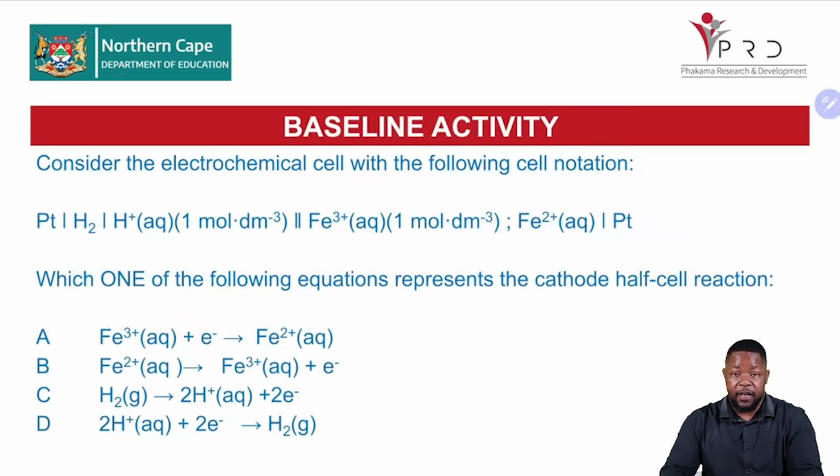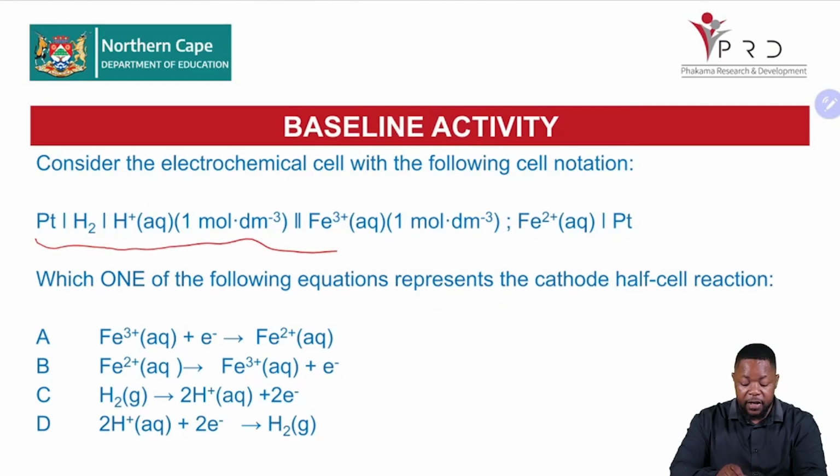Baseline activity. At the end of this lesson, you need to be able to answer these questions. Let's look at the first question. Consider the electrochemical cell with the following cell notation. This is our cell notation. At the end of this lesson, you will be able to know the cell notation.